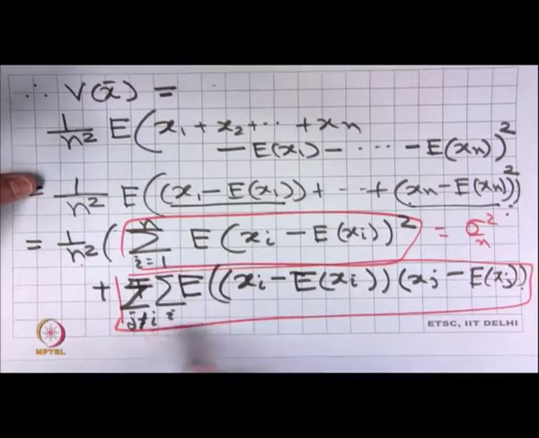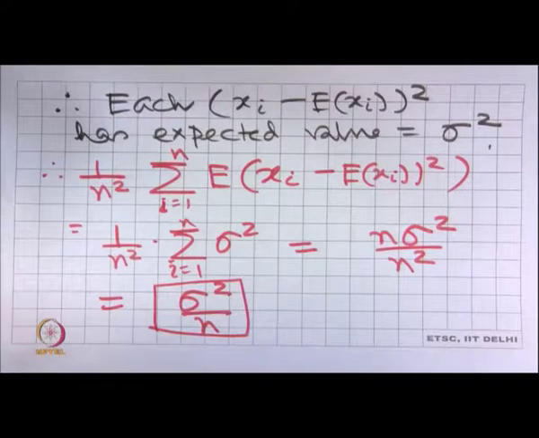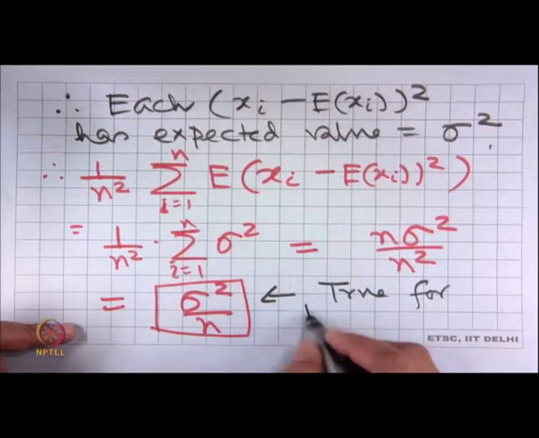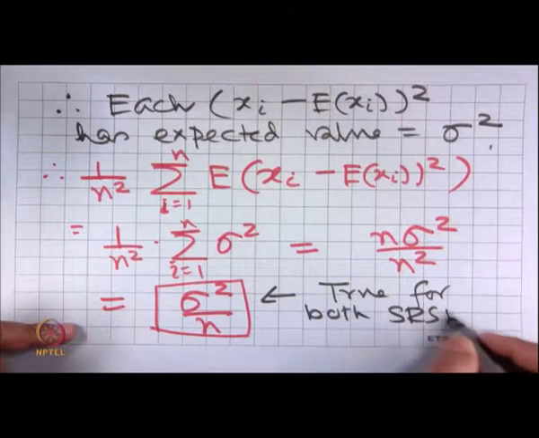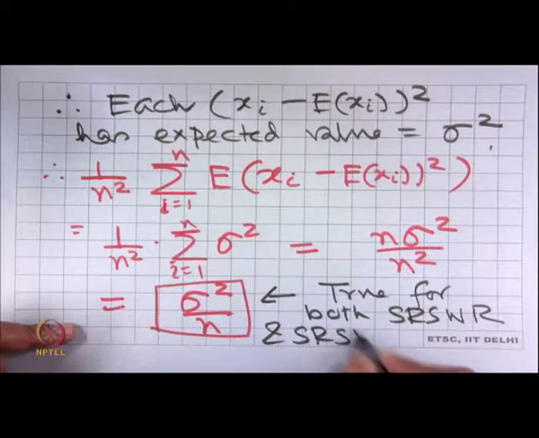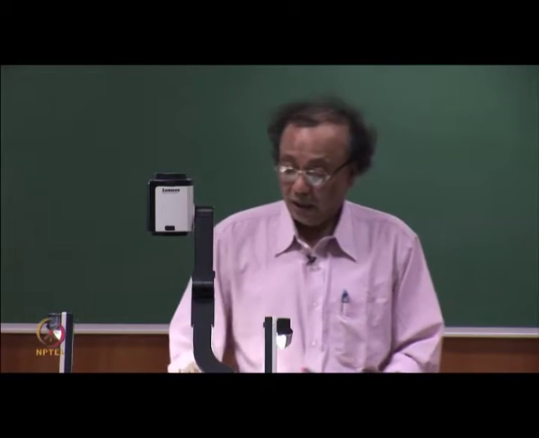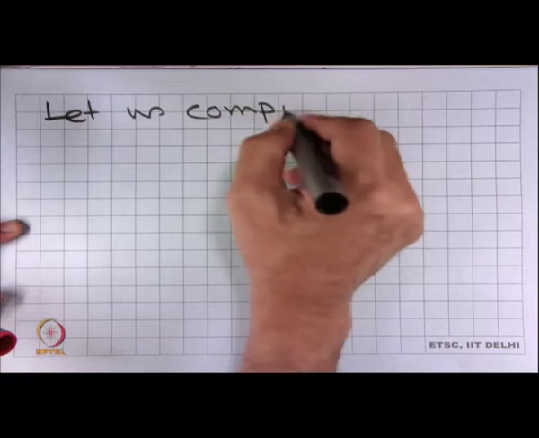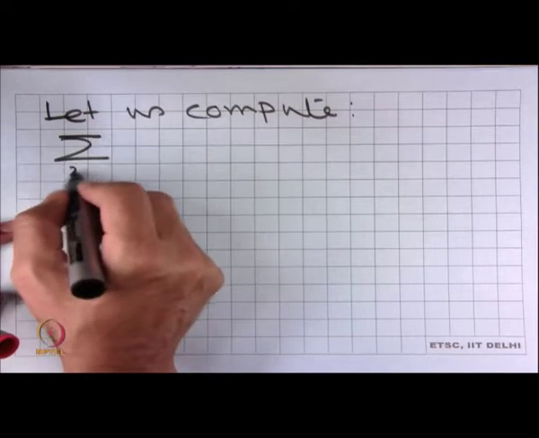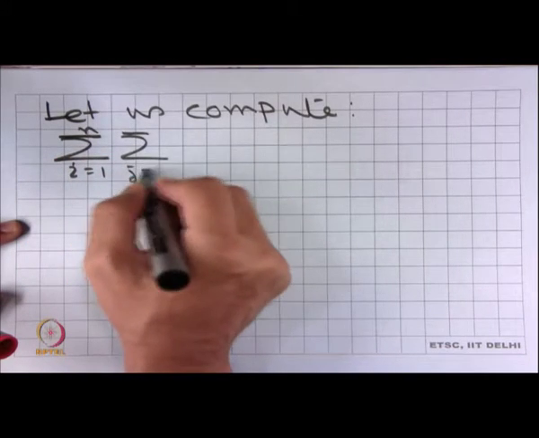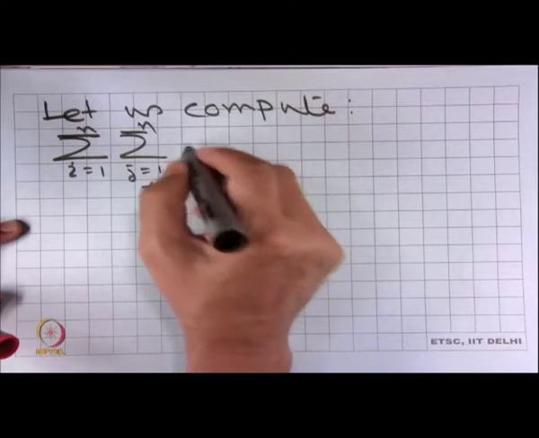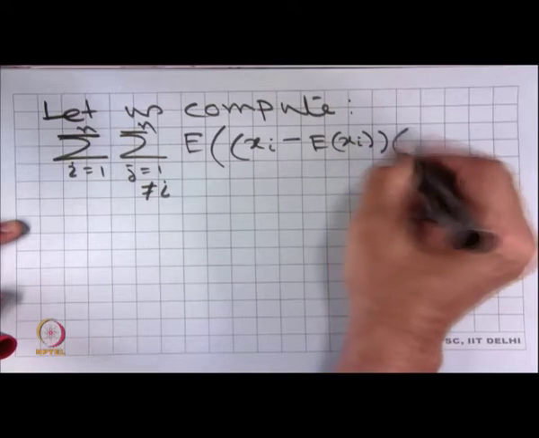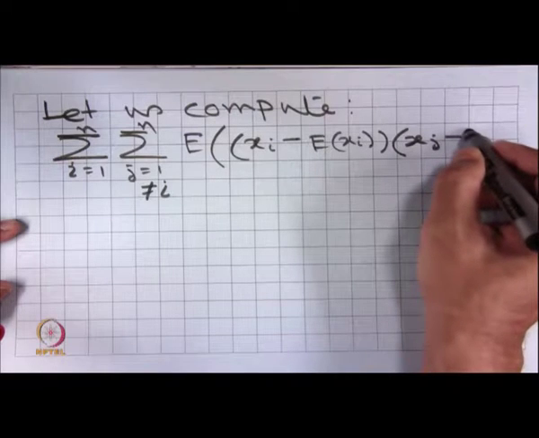We need to now find out the contribution of the second term. Note that this is true for both SRSWR and SRSWOR. Therefore, now our target is to compute sigma over i is equal to 1 to n, sigma over j is equal to 1 to n, j not equal to i, expected value of xi minus expected value of xi into xj minus expected value of xj.